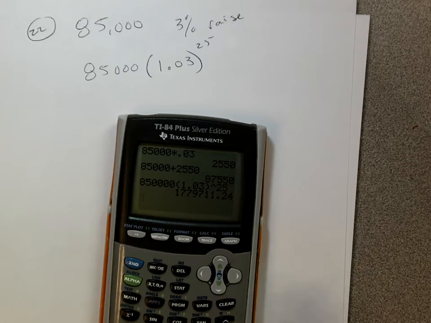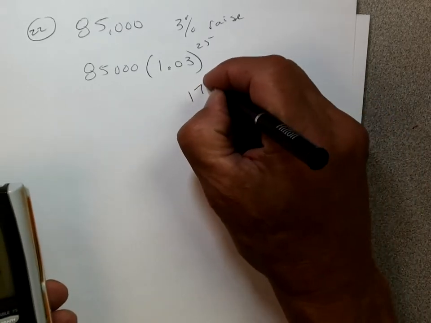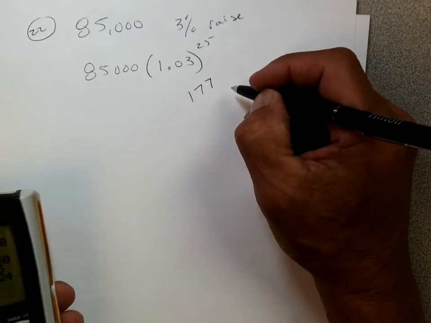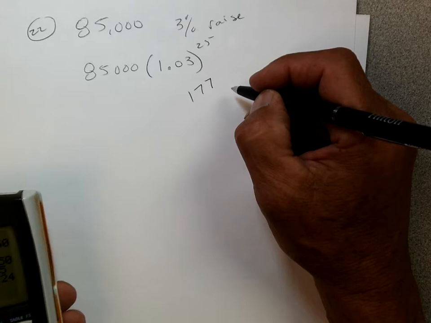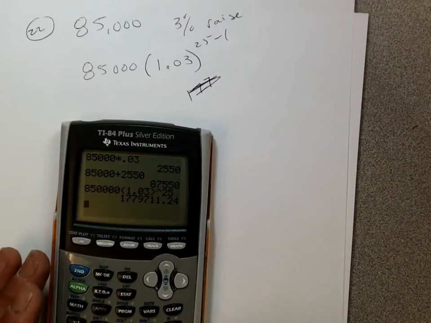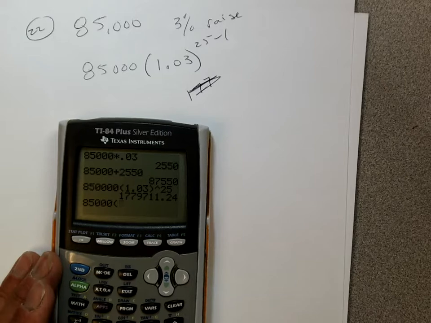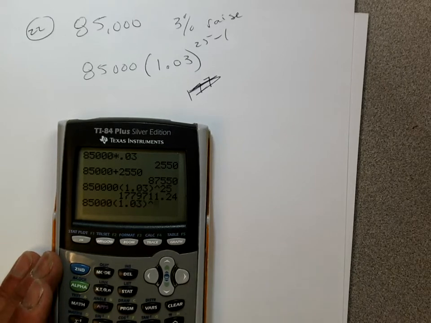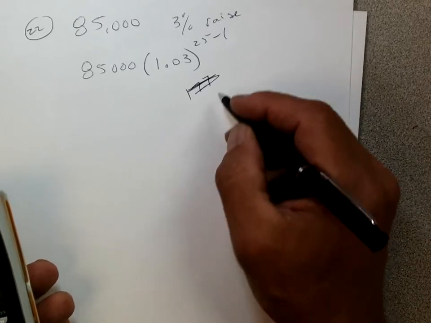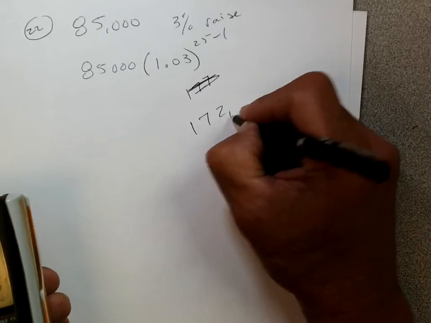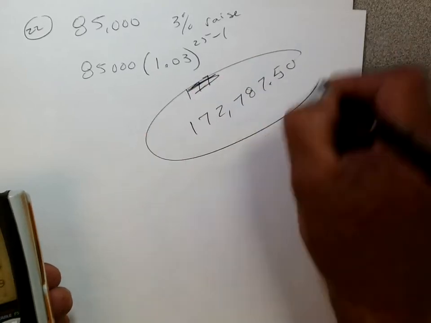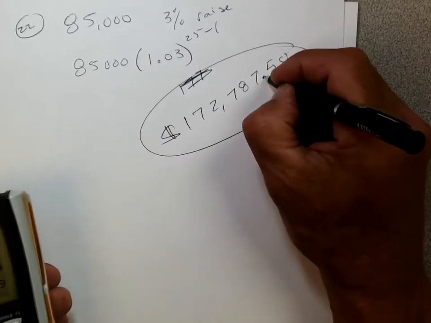So I would get about 177,000. Wait, should it be to the 24th power? Should it be 25 minus 1? Yes. Thank you, Katie. It's a minus 1 because it's not counting her first year. Right, that's exactly right. Makes sense, doesn't it? Thanks, Katie. Once again, you saved the day. That's a lot of money.